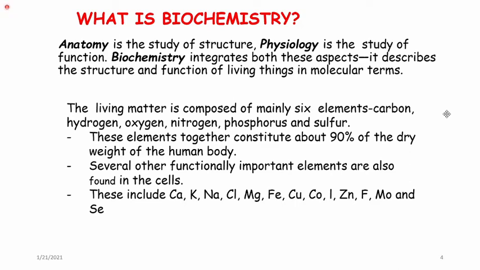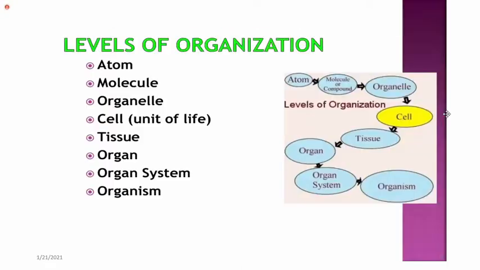So, as I have already told you, basically these 6 elements, carbon, hydrogen, oxygen, nitrogen, phosphorus, along with sulfur, form the living matter. These elements together constitute about 90% of the dry weight of the human body. Several other functionally important elements are also found in cells, and they include calcium, potassium, sodium, chloride, magnesium, iron, copper, cobalt, iodine, zinc, fluoride, molybdenum, and selenium. You have heard of these names of the elements, and we call them the trace elements.